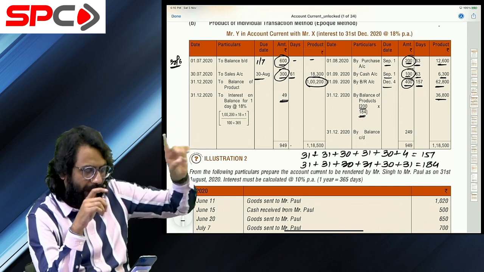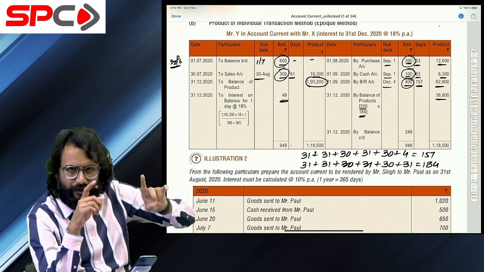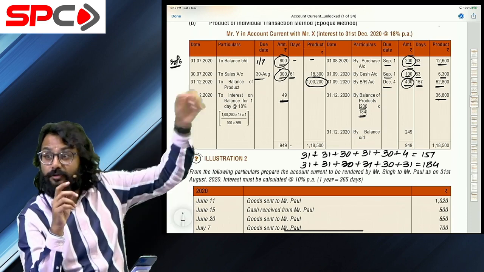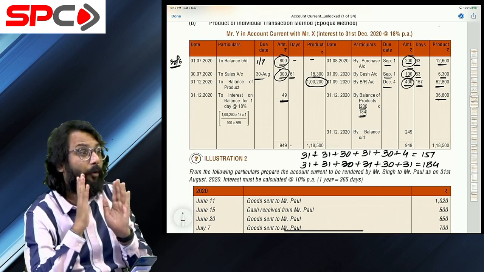Beginning to due date. So I started from 1st July. I started from 1st July to 1st July. Then from 1st July to 30th August. Now 1st July also includes the first day because it is the opening balance. Say yes or no.